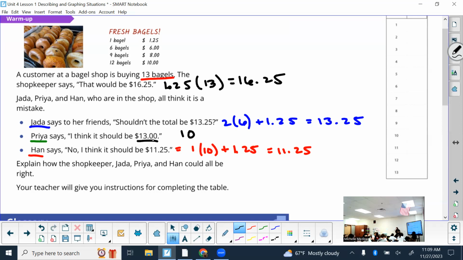We're not saying that that last bagel that she needs to buy to make it 13, we're not saying that that bagel is $3. How much is that bagel? So that can't be what she's thinking. That's more like what Han thought. So how else could Priya play around with the menu to possibly come up with that?